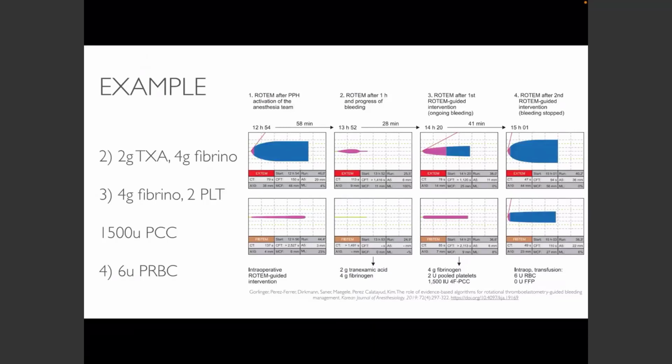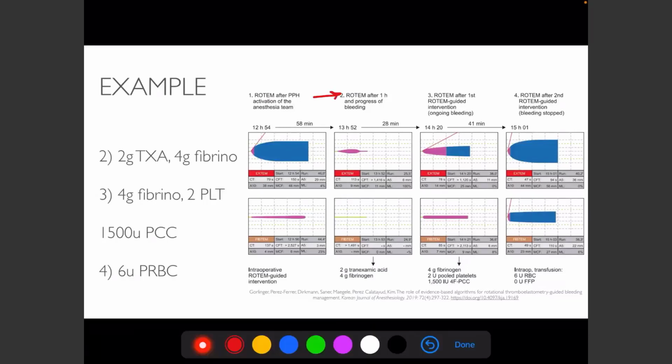So I just wanted to show what different treatments were given. This was a transfusion algorithm in the Korean journal I spoke about. From this step to this step, nothing was given because it's post-op. And then from here to here, you see your FibTem is undetectably low, so you got your 4 grams of fibrinogen. And from 3 to 4, you got more fibrinogen because the clot was still a little thin and your clotting time was higher, and you end up getting PRBCs.